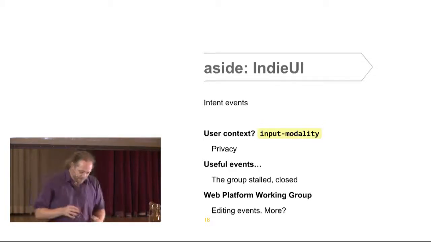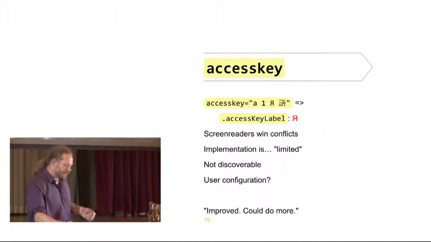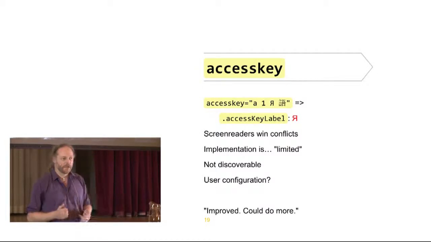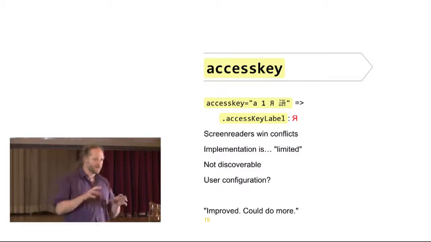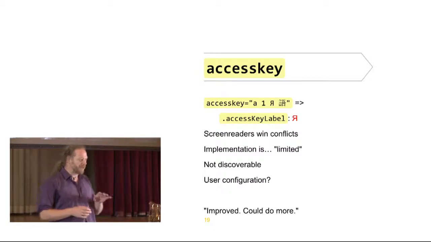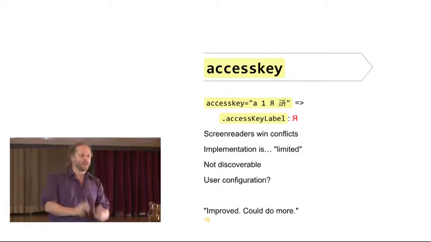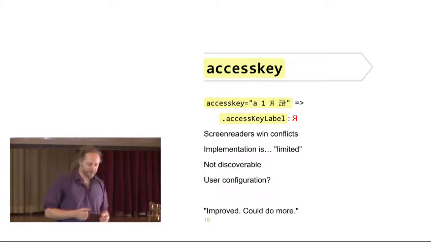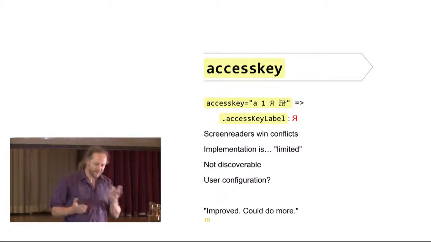So I'll skip quickly. Access key, they changed in HTML. You can now put as many characters as you want. You have a list of different characters. You have a little DOM thing that's supposed to say, here it says, yeah, it's actually supposed to say Control Shift, yeah, is the key combination that will activate this control. That only works on, I think, Firefox, one browser.